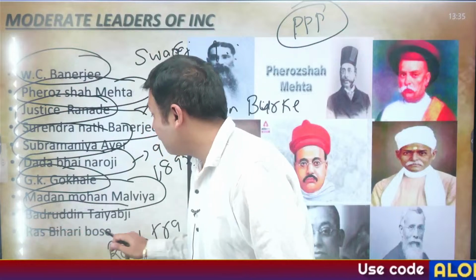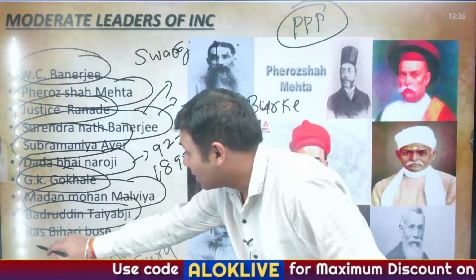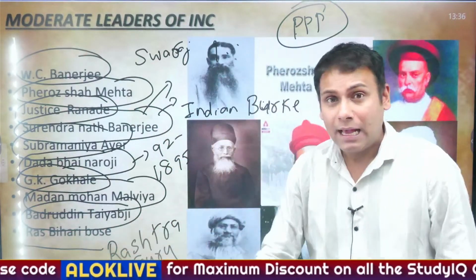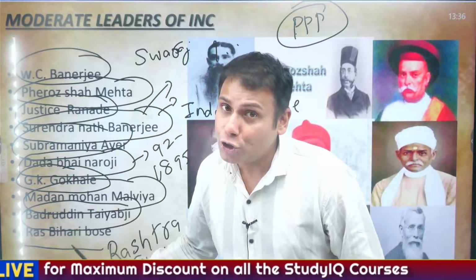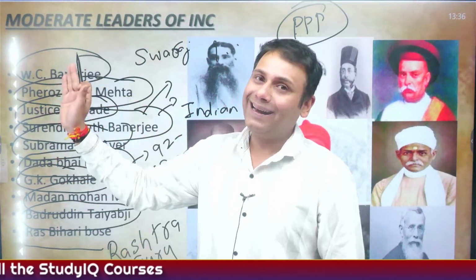Badruddin Tyabji ji, the first Muslim president of the Indian National Congress. This is Raj Bihari Ghosh, not Bose. I repeat, this is Raj Bihari Ghosh, not Bose. So these are the important moderate leaders.